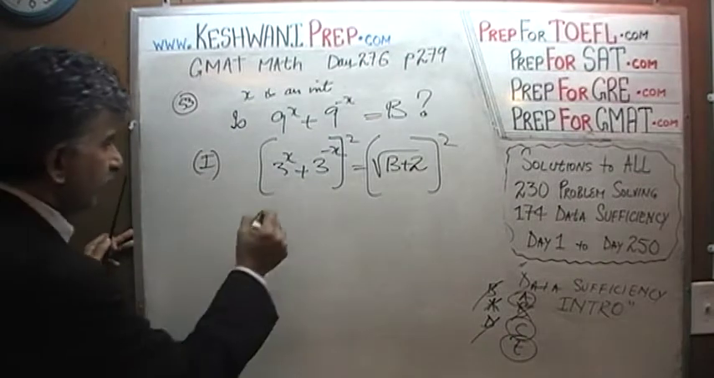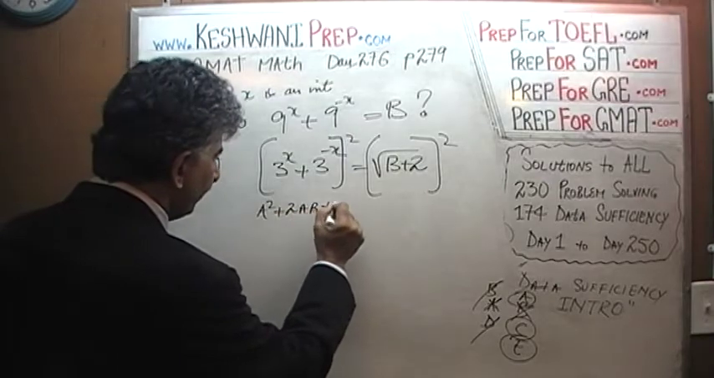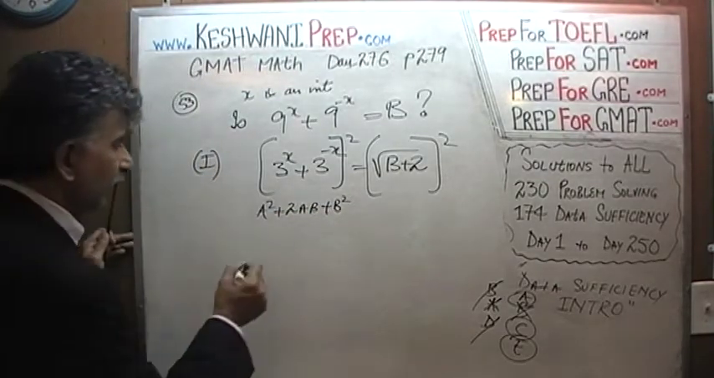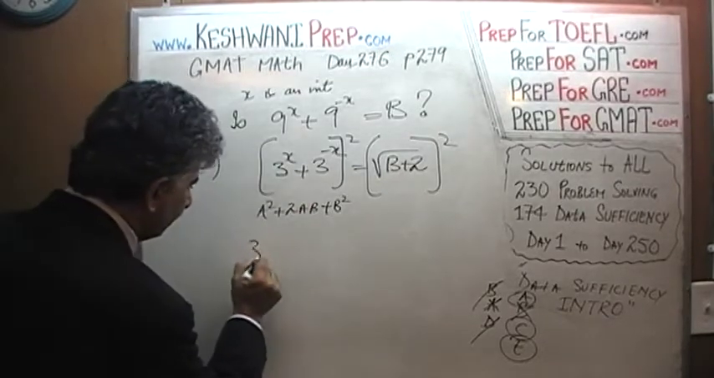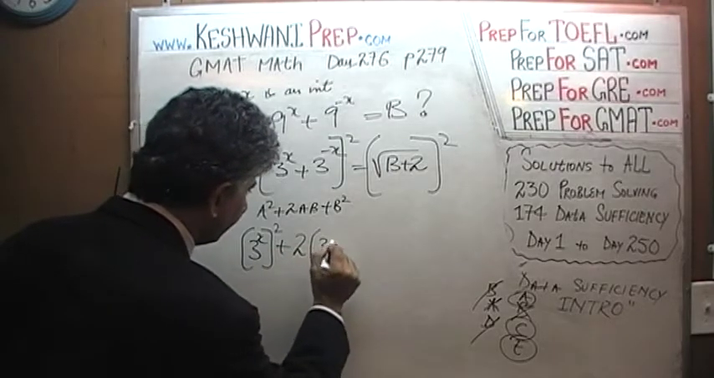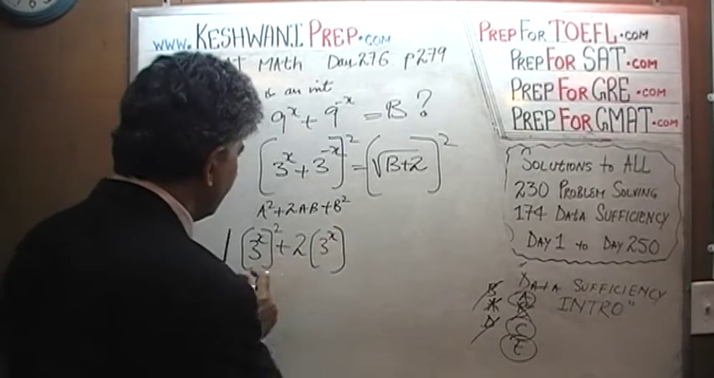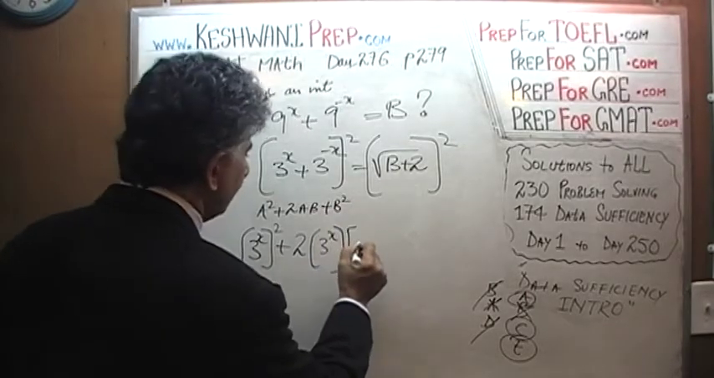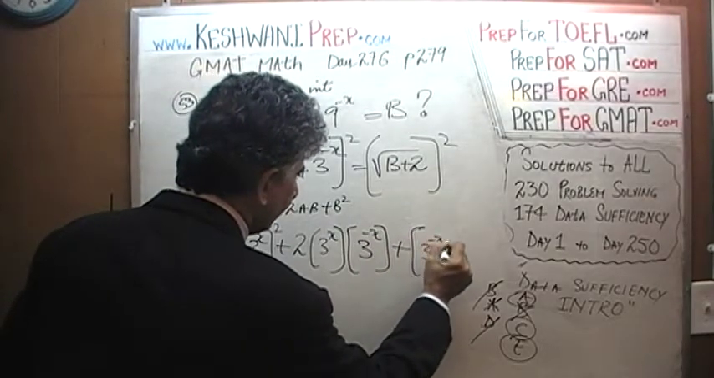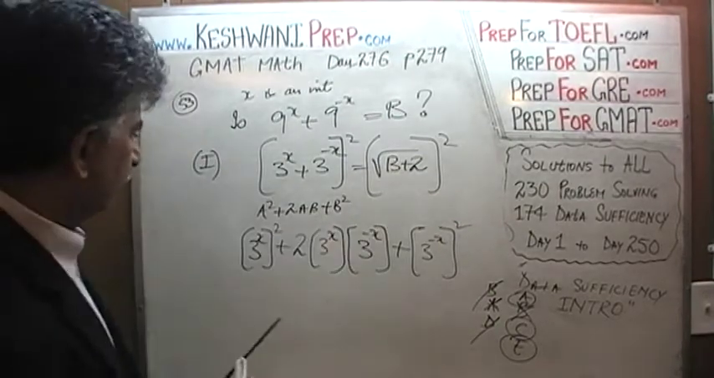Okay, if you square both sides, the formula that we get is a squared plus 2ab plus b squared. Now this is the part I really didn't want to do, because this is what I meant by explaining. Your a is 3 raised to x. So (3 raised to x) squared plus 2 times 3 raised to x times b, which is 3 raised to negative x, plus (3 raised to negative x) squared. And that quantity will simply be b plus 2.